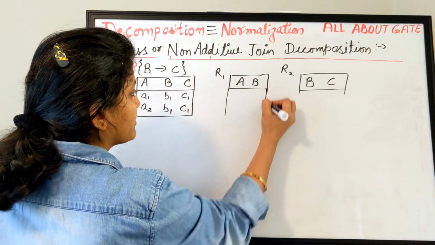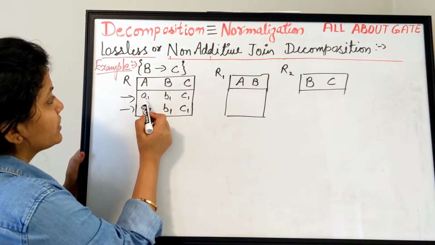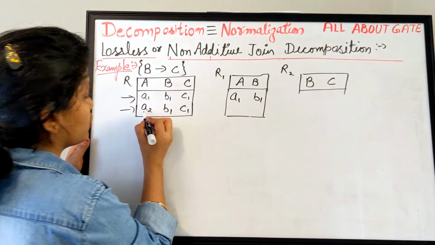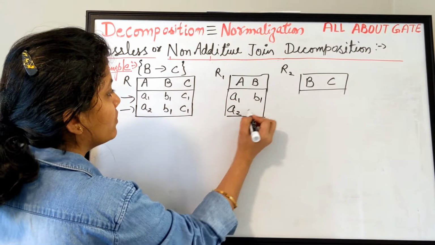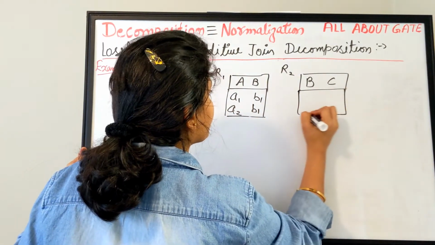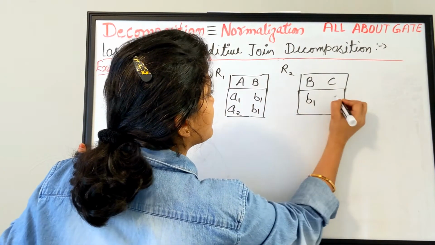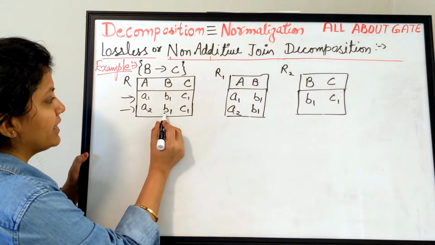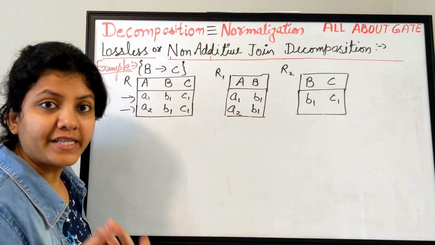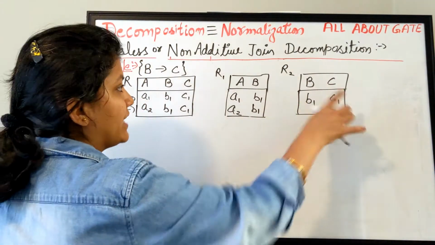So what become their tuples? I have not written them, just for us to do it here. R1 has A1, B1, the very first tuple, and the next is A2, B1. Now what should be the tuples in BC? BC has B1, C1, and the next tuple is again B1, C1. Because we have no duplicates in a table, if we write B1, C1 again, it's the same thing. So it has just one tuple.